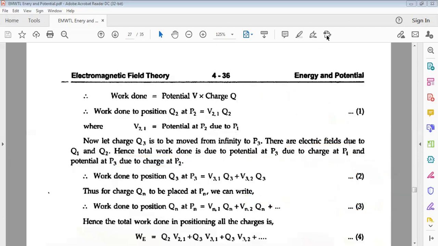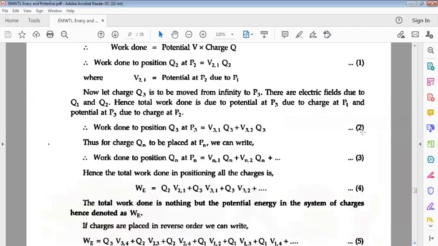Got it? So first of all, assume an empty space where no field is present. No work is done on Q1. Then you bring Q2 from infinity and place it at the P2 position. A force is exerted due to Q1. The work done is the potential at P2 due to P1 times the charge.